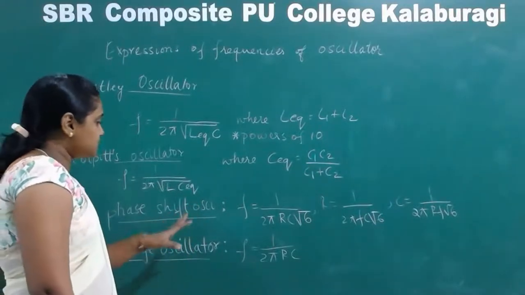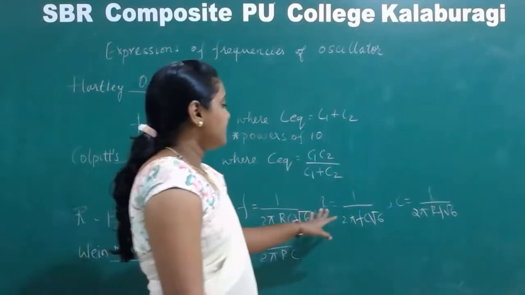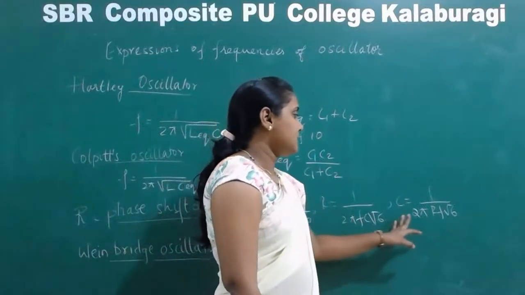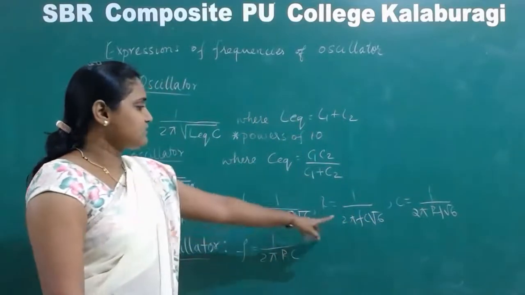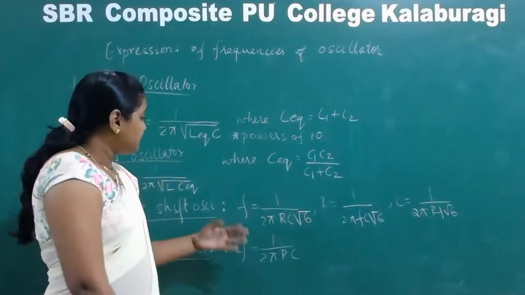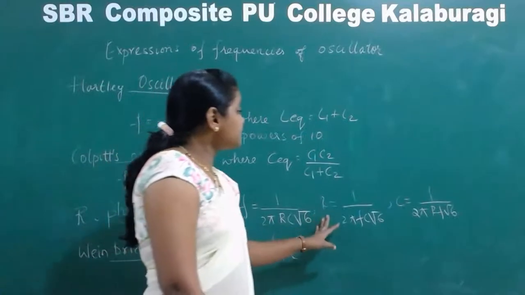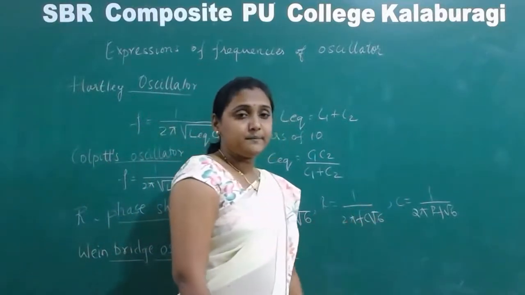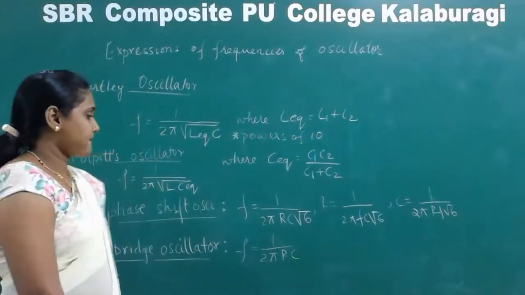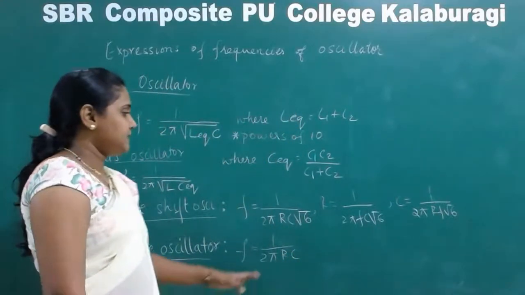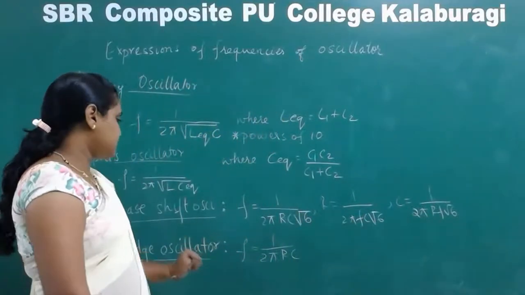oscillator. All possible expressions for the RC phase shift oscillator. If frequency is asked, this expression. Resistance is asked, this expression. Capacitance is asked, follow this expression. Okay? If you just remember this one, you can form the other two expressions. Frequency can be asked by giving the value of R and C. Resistance can be asked by giving the value of F and C. Capacitance can be asked by giving the value of R and F. Got it? Each term has a constant root 6 for the RC phase shift oscillator.